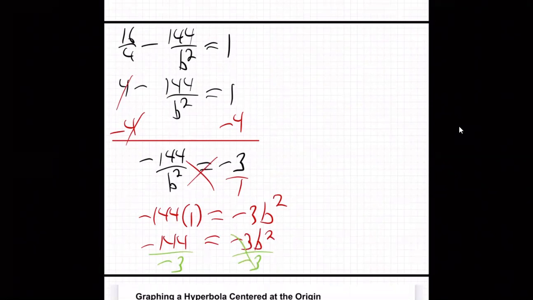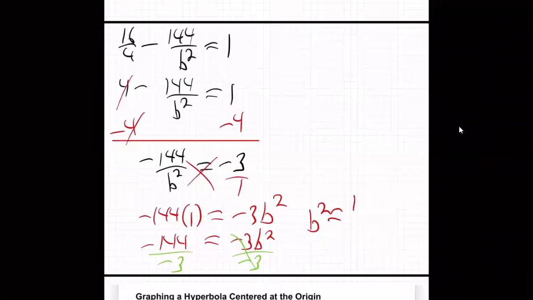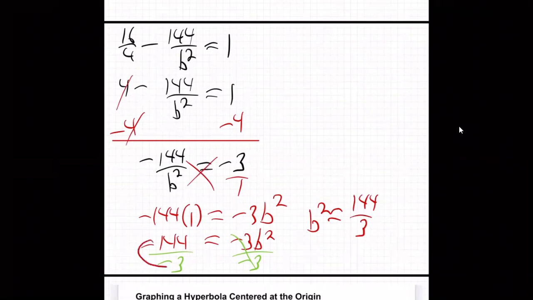Cancels out. So b squared equals 144 over 3, right? The two negatives cancel, don't they? The two negatives become positive. So it's 144 over 3, which reduces to 48. So b squared is 48. Again, I don't need regular b. I just need b squared. B squared is good enough.